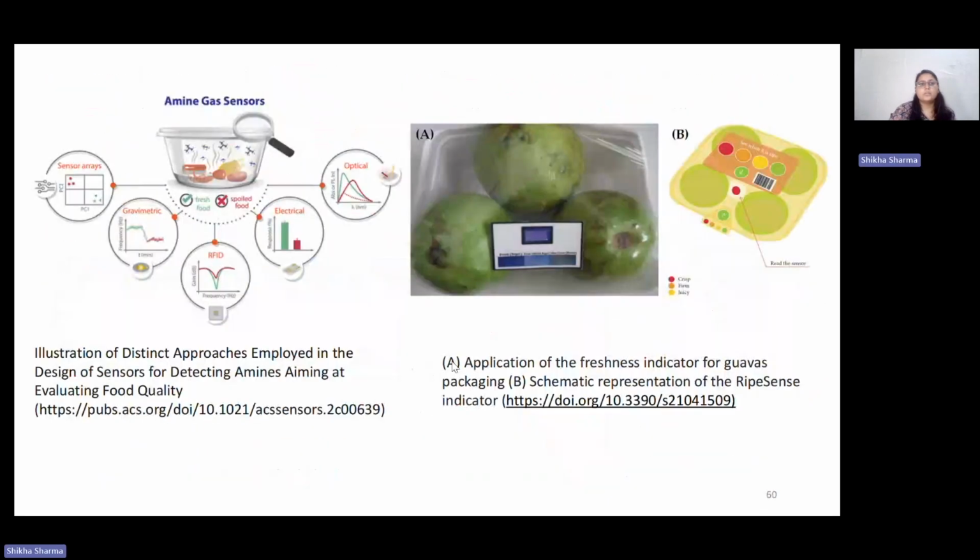Then there are amine gas sensors. When the food is spoiled, different amines are produced in the food, and that can be sensed using sensors and analyzed to tell if the food is spoiled or not. So this is a guava which is packaged, and the sensor is put in, and if it's spoiling, the color changes.